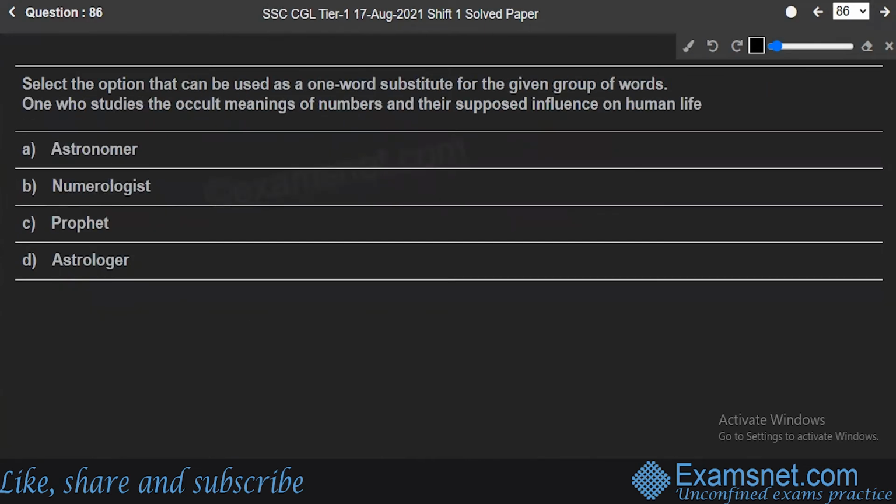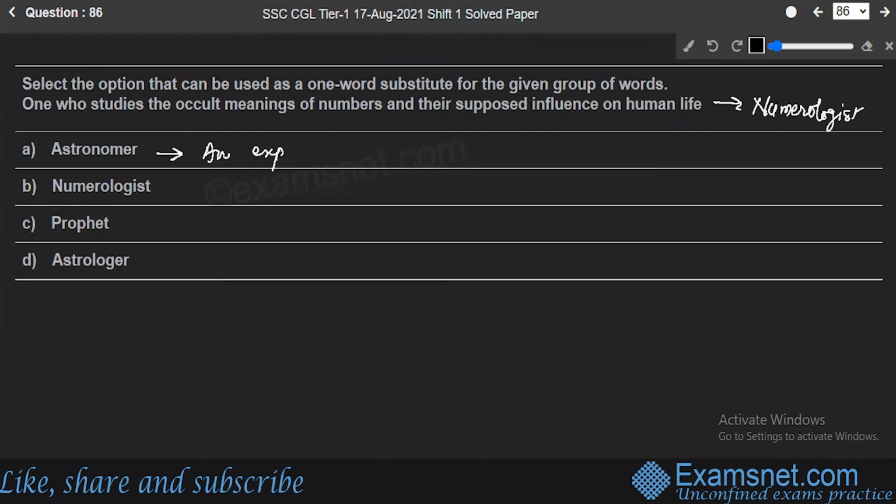In this question, you have to select the option that can be used as a one-word substitute for a given group of words. And it is: one who studies the occult meanings of numbers and their supposed influence on human life. It is, of course, called numerologist. One who studies the occult meaning of numbers and their supposed influence on life is called the numerologist. So, numerology is actually the study of numbers. It's a belief that they have special importance in people's life. Let's look at the meaning of other words as well.